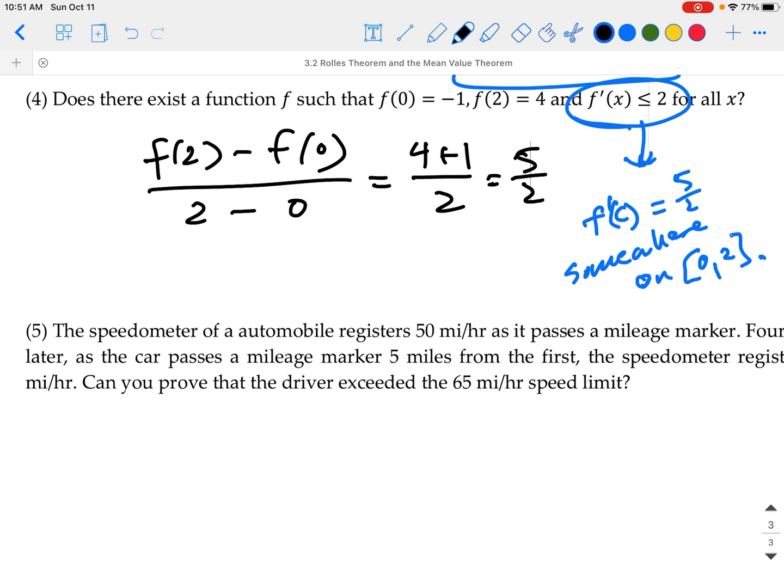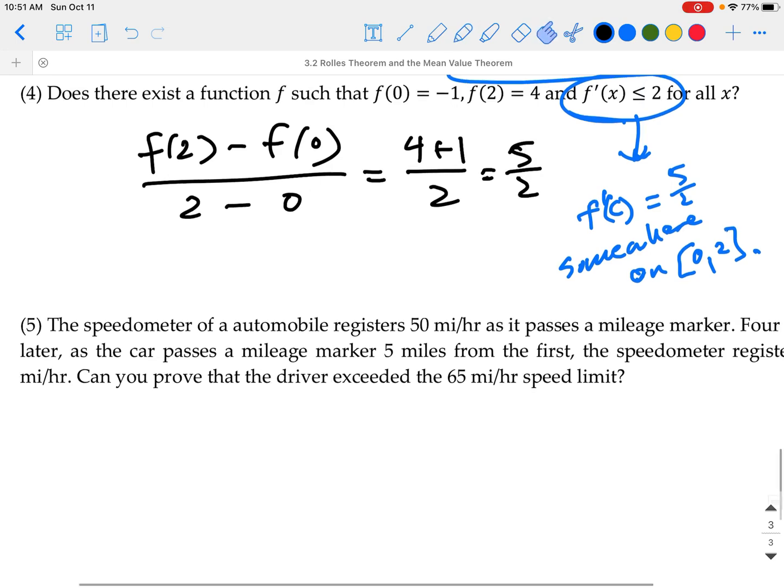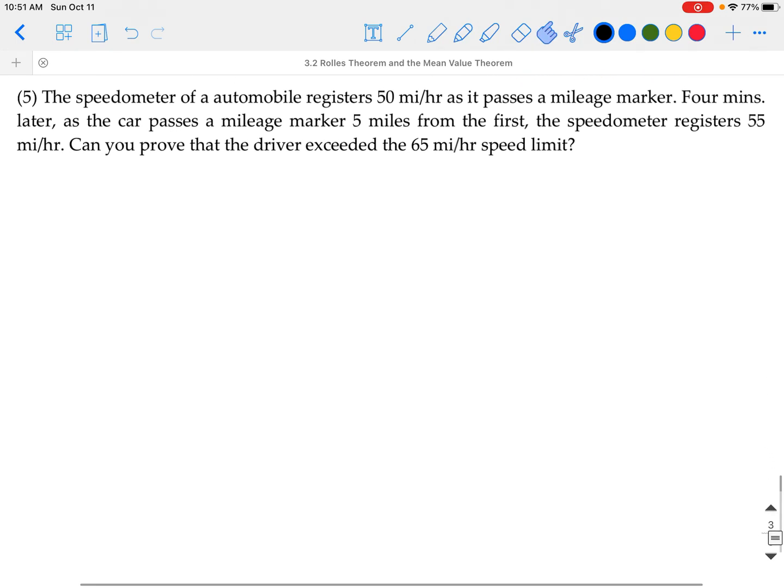So the only way that this could exist is if this function was not continuous or not differentiable. We'd have to have some sort of an issue there. So by the MVT, this is not true. And then finally, we'll look at another fun example.